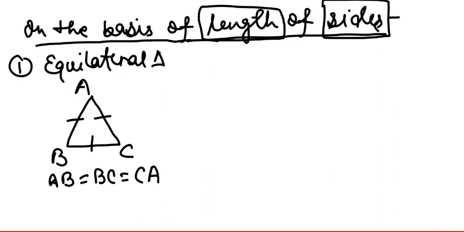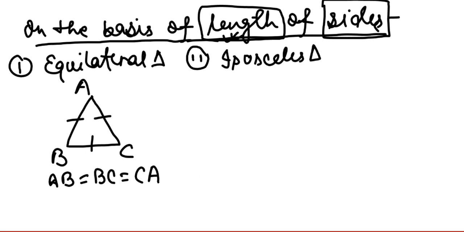If we have an equilateral triangle, then we already know that the sides of the triangle are equal, equilateral meaning equal sides, that is AB is equal to BC is equal to CA. The second type of triangle on the basis of the length of the sides is the isosceles triangle.